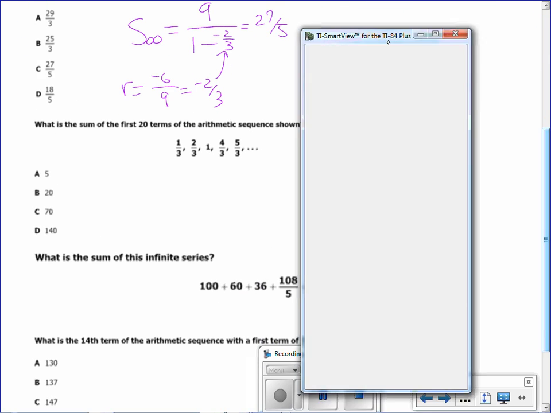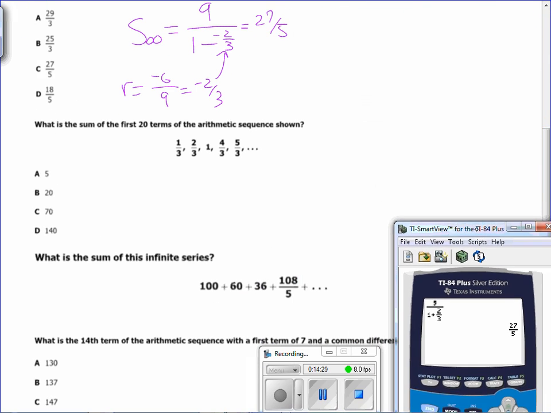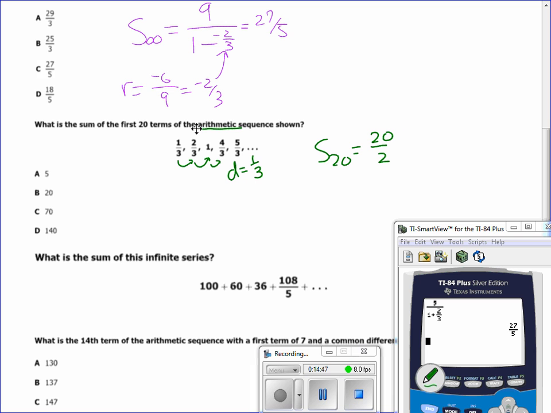All right, so here, what's the sum of the first 20 terms of the arithmetic sequence? So there was a clue, arithmetic, so there's an adding pattern, and notice, I'm just adding 1/3, adding 1/3, adding 1/3. So my common difference is 1/3. All right, sum of the first 20 terms, so I want S20. So I take 20 over 2 for my formula. A1 is easy, that's 1/3, plus this is the bad part.